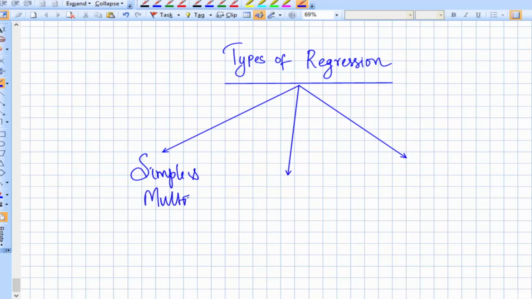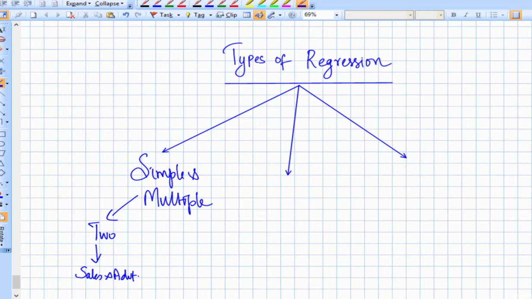So what do we mean by the simple and multiple regression? Simple regression is a case where only two variables are considered, and in that one is going to be a dependent variable, the other one is going to be independent variable. For example, the case we have discussed, like sales and advertisement. If you take sales and advertisement, there are two variables, so one variable is going to be dependent on the other, so only two variables are considered.